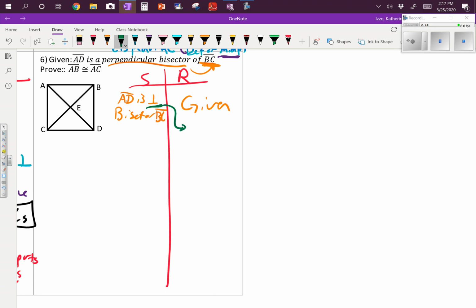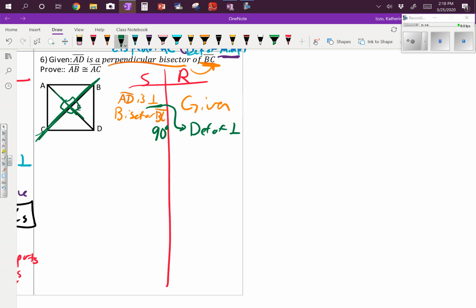So the first thing that we need to do is definition of perpendicular. Perpendicular gives us 90 degrees. Definition of perpendicular means 90-degree angle somewhere. Okay, so it's going to be on BC somewhere, and it's going to be where AD hits BC. Okay, so there's a lot of right angles in there.